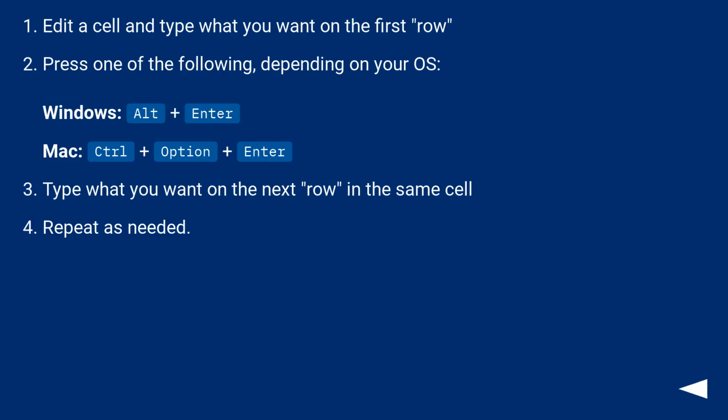Edit a cell and type what you want on the first row. Press one of the following, depending on your OS. Windows, Alt plus Enter. Mac, Control plus Option plus Enter. Type what you want on the next row in the same cell. Repeat as needed.